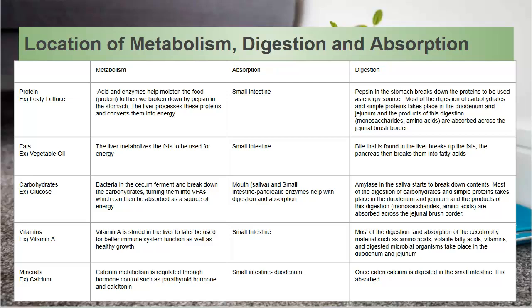And then vitamins, we're looking at vitamin A. Vitamin A is stored in the liver to be later used for better immune system function as well as healthy growth. The absorption occurs in the small intestine.